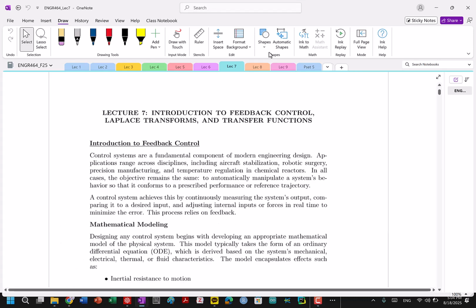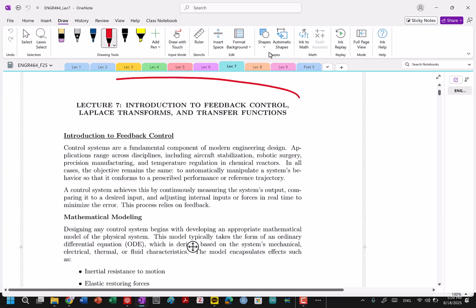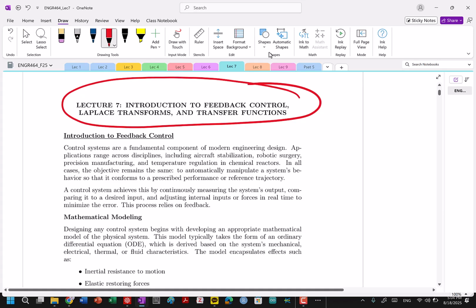All right, everyone, we are back and we are going to get into our first lecture on controls. So basically, an introduction to feedback control, Laplace transforms, and transfer functions, giving us a strong background in order to be successful and enjoy this part of the course.